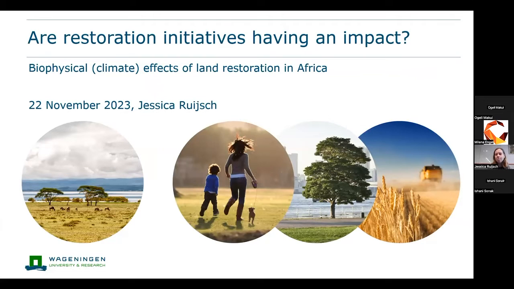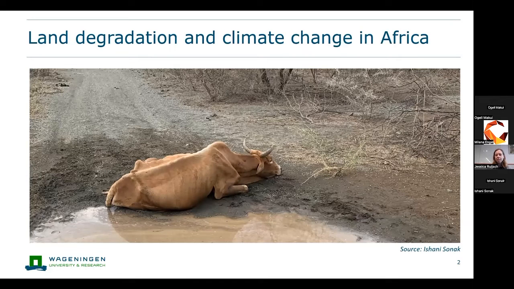So for my PhD research I do at Wageningen University, I study land restoration in Africa. And Africa is a continent with one of the lowest greenhouse gas emissions in the world, but at the same time it's already experiencing the negative consequences of climate change in the form of droughts, heat waves, more extreme events. And at the same time, dry lands in Africa are very vulnerable to land degradation.